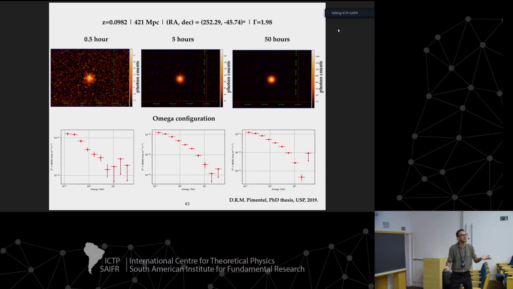Time is important because you need to collect a minimum number of photons, right? So here's basically a simulation showing what a source at this redshift, 421 megaparsec, with this spectral index, would look like for CTA at different observation times, half an hour, 5 hours, 50 hours, and how well the spectrum is reconstructed after each of these observational times. So, of course, time is an important variable here. We want to scan that 25% region of the sky with a minimum time in order to see sources farther and farther away, because we want to probe the redshift distribution of the luminosity function as far as we can.